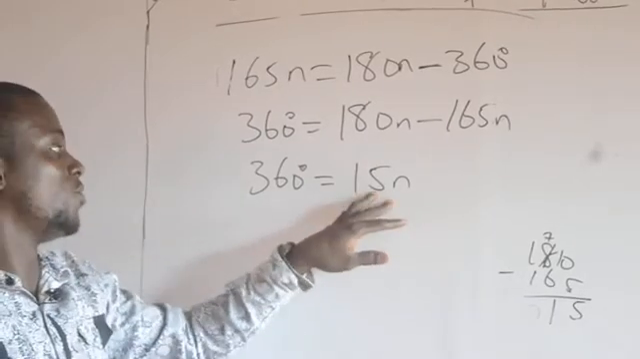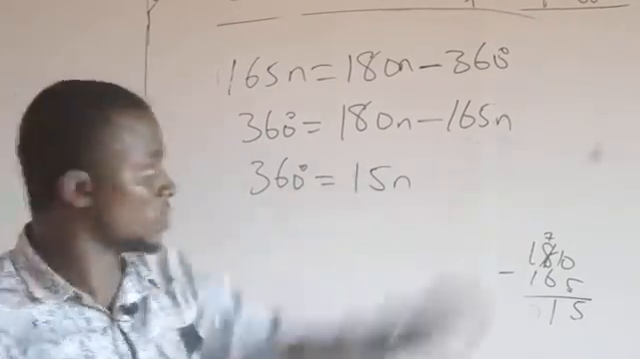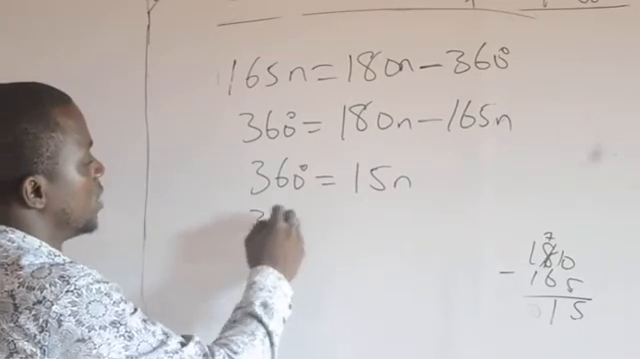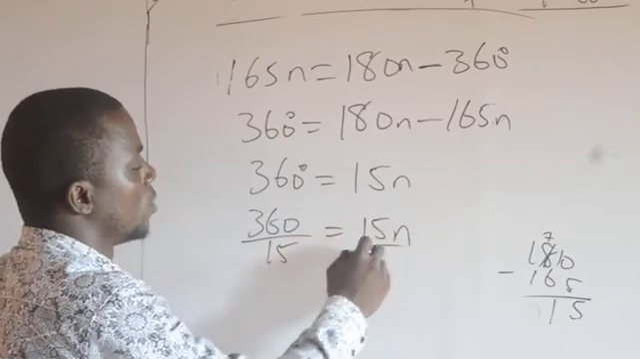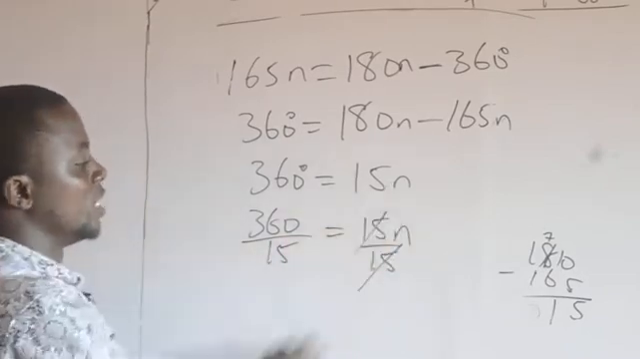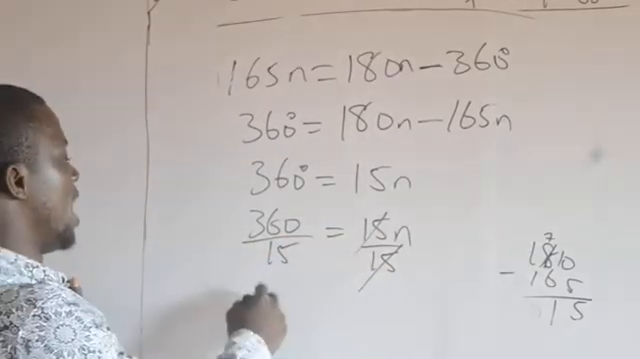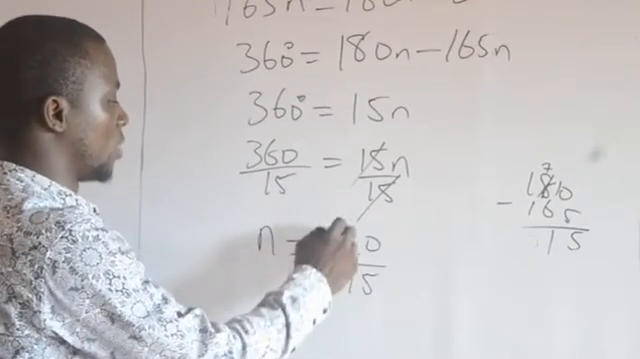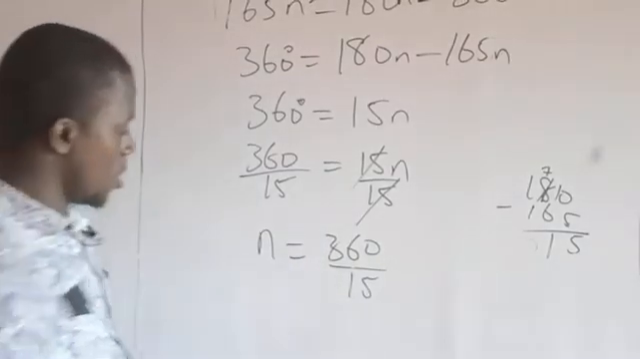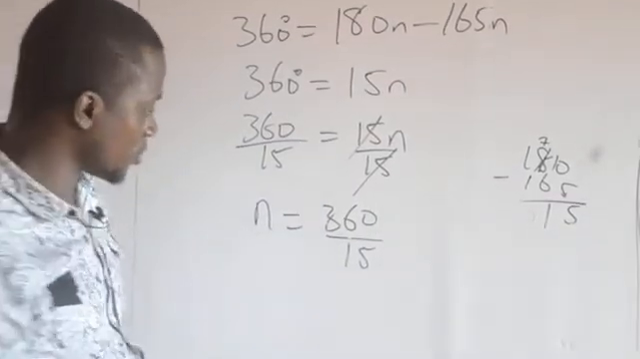So divide by what? 15 to get what? The value of n, which is the number of sides. So 360 degree over 15 equals 15 n over 15. 15 cancel 15. We have n left. So n becomes 360 over 15. So if you like using a calculator, learn how to divide it in the head. Okay? Right, so what can go? What can go? People think.